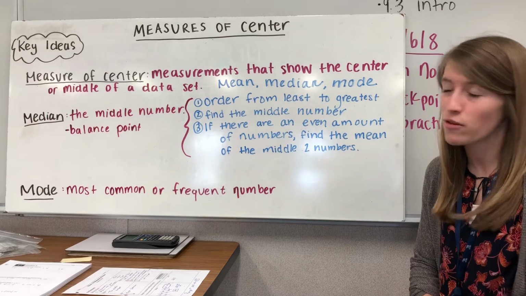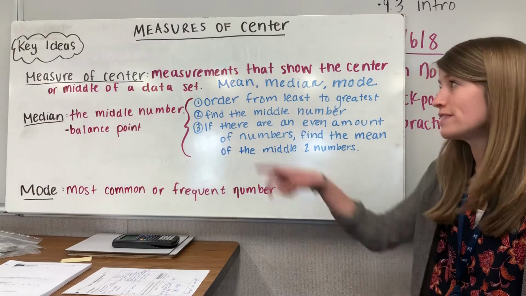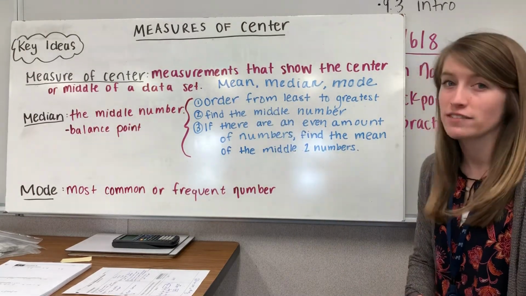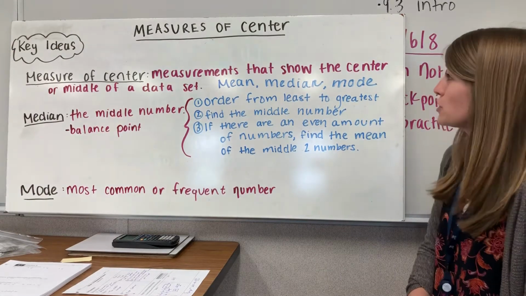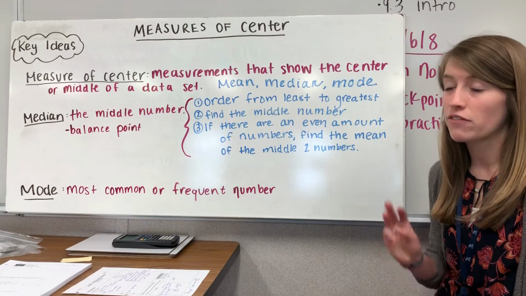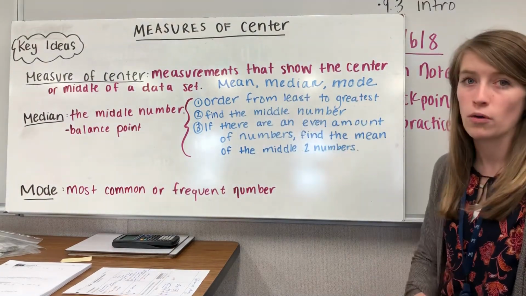Hi everybody, today we're talking about measures of center. Now we've already learned one measure of center, mean, but let's go ahead and define that first. A measure of center are measurements that show the center or the middle of the data set. We have three main ones: mean, median, and mode.